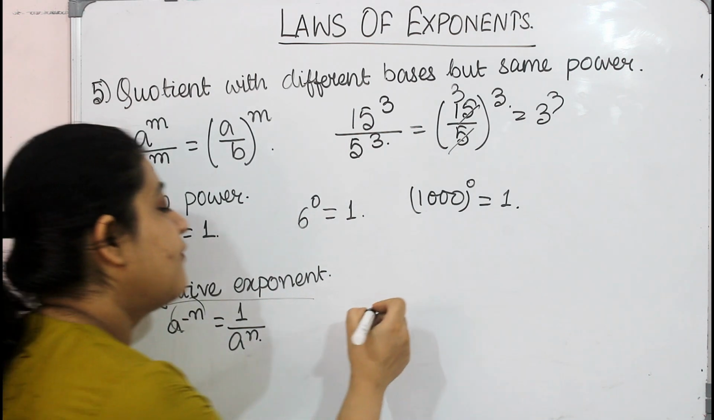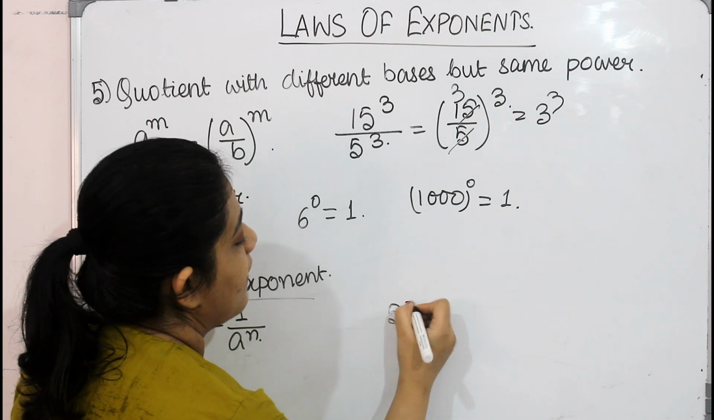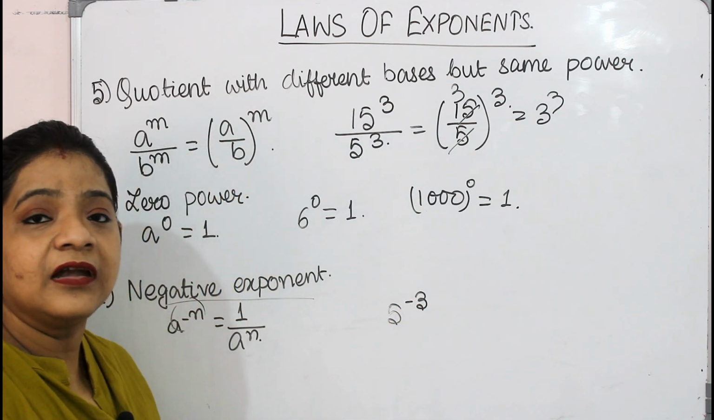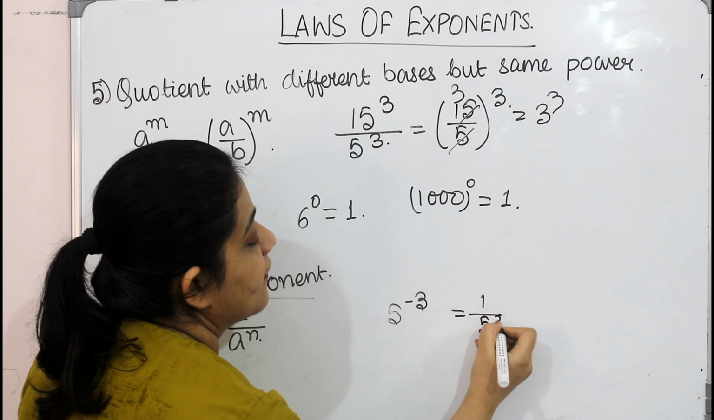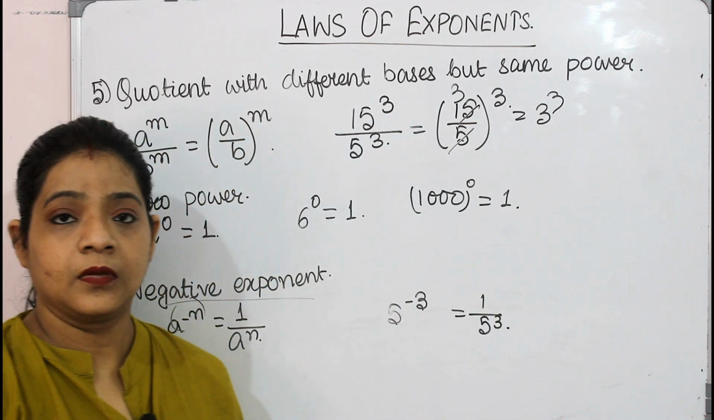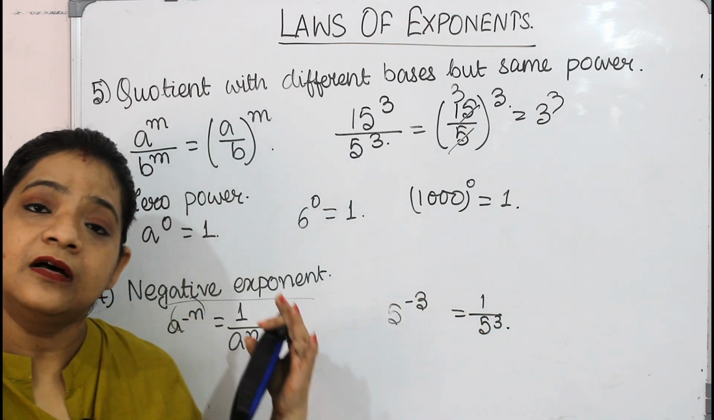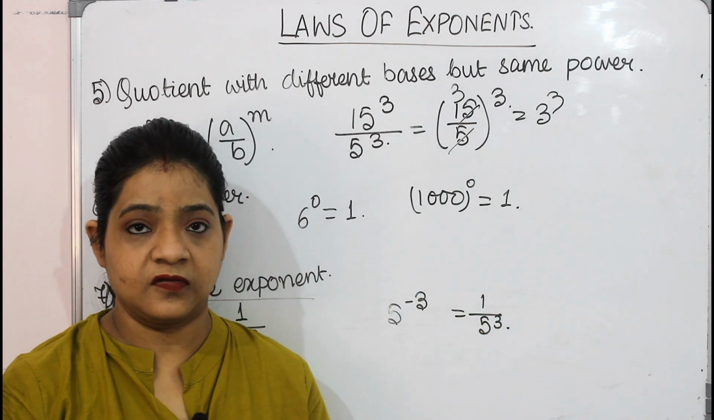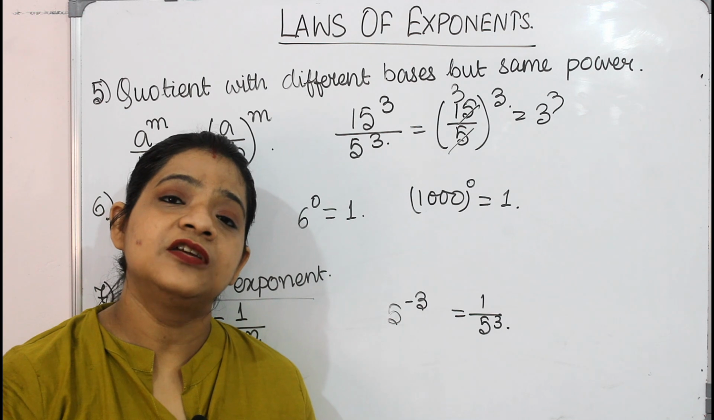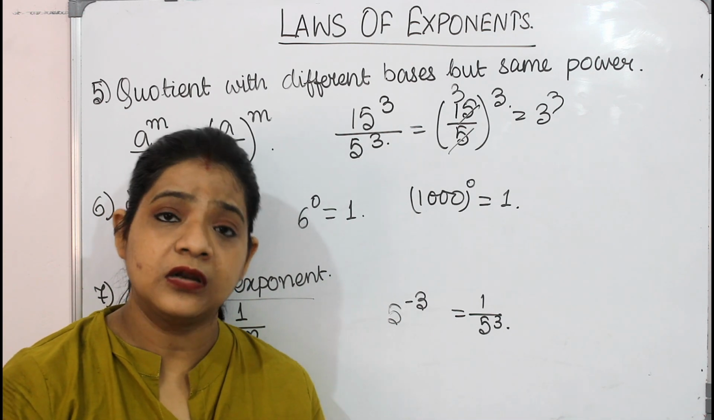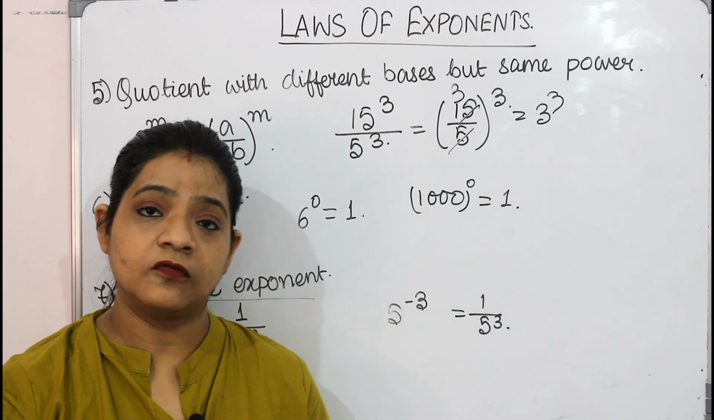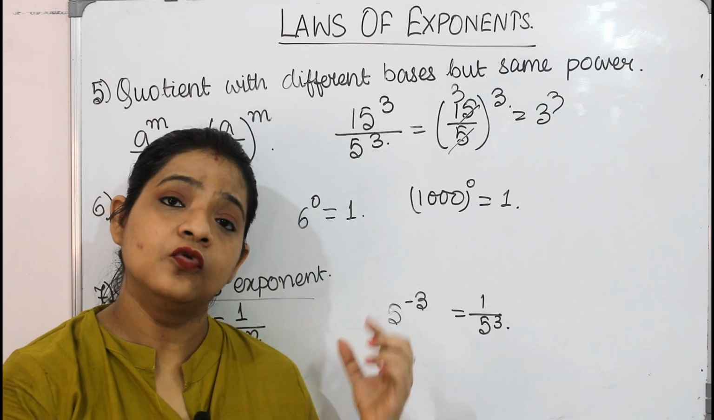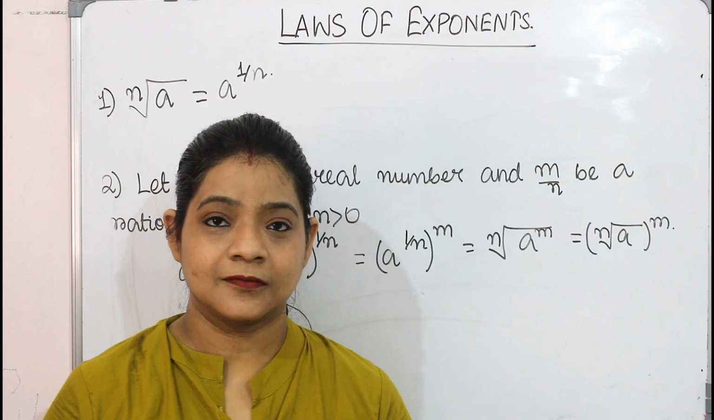Like 5 to the power of minus 3. In that case, you will write 1 by 5 to the power of 3. So these are the 7 laws of exponents. Another additional information, very important information that is required for solving laws of exponents. So let us look into that information.